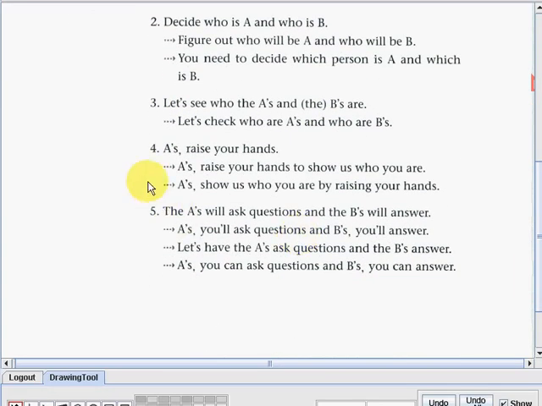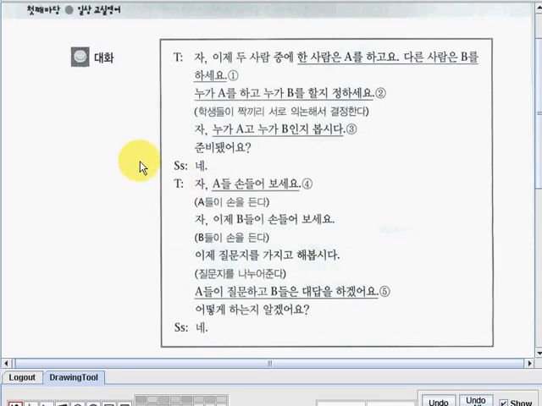Number 4, we have here A's, raise your hands. Or A's, raise your hands to show us who you are. Another one is A's, show us who you are by raising your hands. And last one, number 5, the A's will ask questions and the B's will answer. Or A's, you'll ask questions and B's, you'll answer. Another one here is, let's have the A's ask questions and the B's answer. A's, you can ask questions and the B's, you can answer. Alright, and in this part, you can check the Korean translation of the dialogue part.